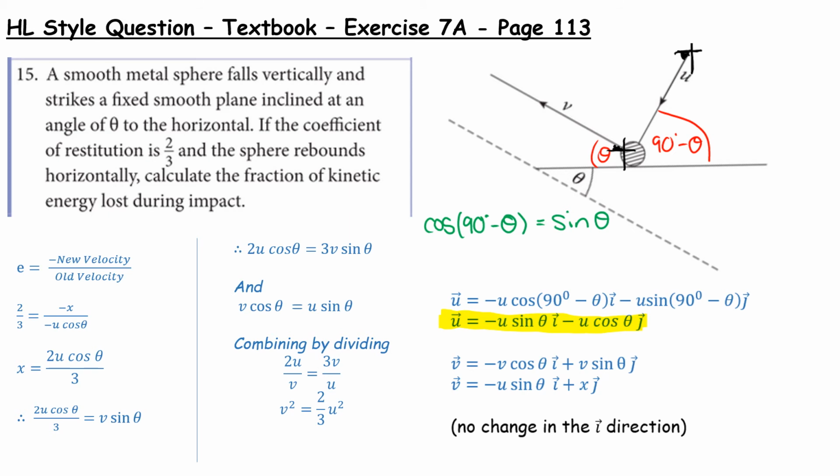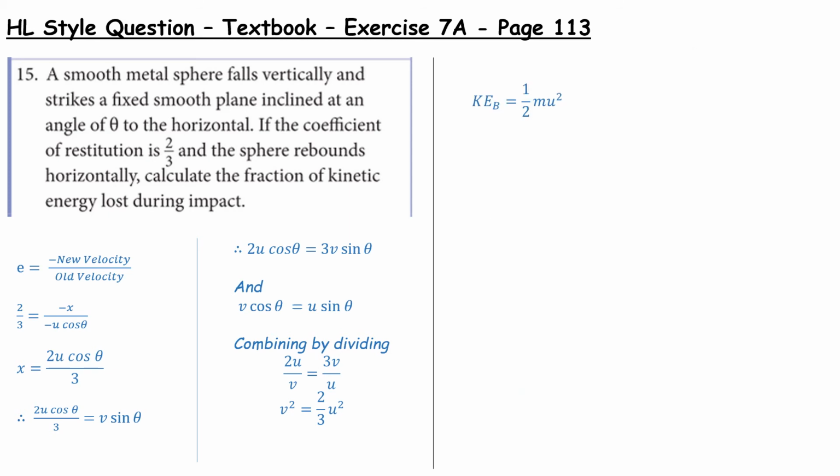So we're going to need u squared and v squared. So kinetic energy before is a half mu squared, where u is the whole speed rather than the velocity, which has been resolved into i's and j's. So I'm going to leave that as is.